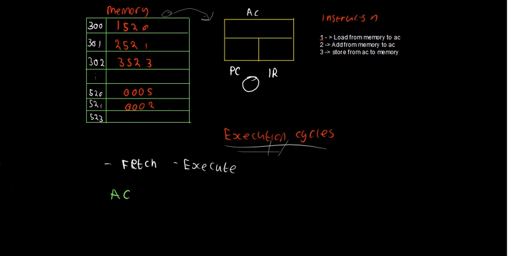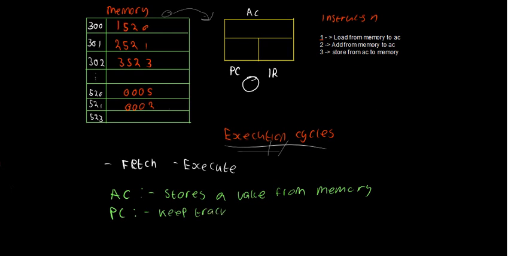What is the accumulator? We know that it stores a value. This basically stores a value from memory, and we also use it to run mathematical calculations and do other stuff. So that's the purpose of the accumulator. Then we have the program counter. What the program counter does is keep track of where we are in the program, so it keeps track of the next instruction to be fetched. What does this mean?